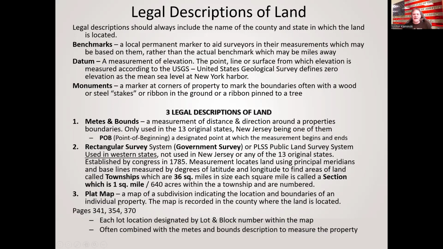So the plat map is a map of a subdivision that indicates the boundaries of an individual property. And that's usually for those subdivisions. And it's recorded in the county where the land is located. Each lot is designated by a lot and block number on the map. And it's often combined with the metes and bounds description to measure property, at least here in New Jersey it is.